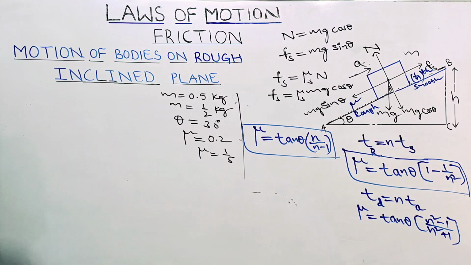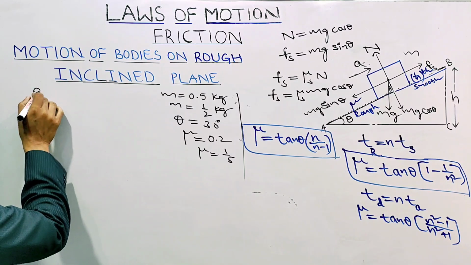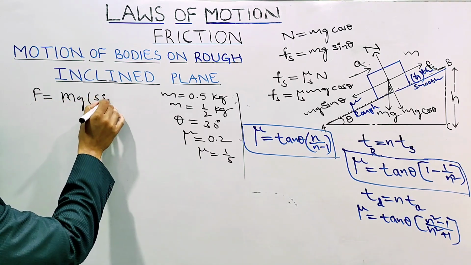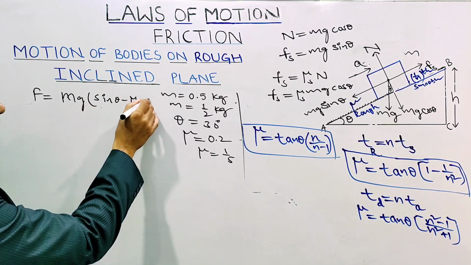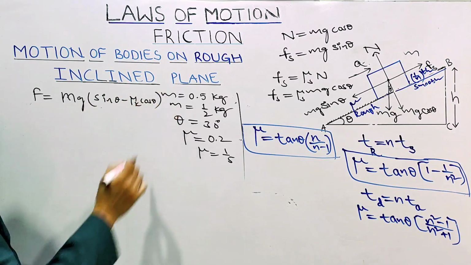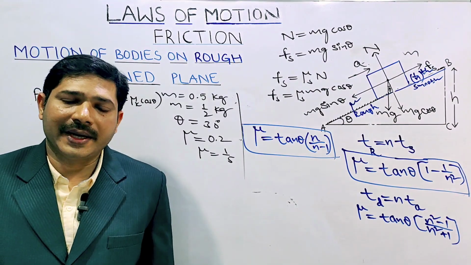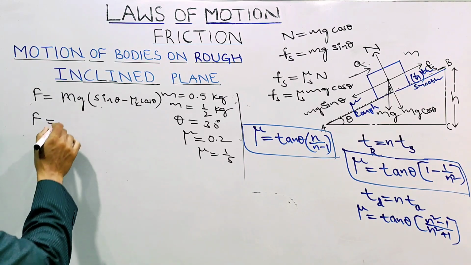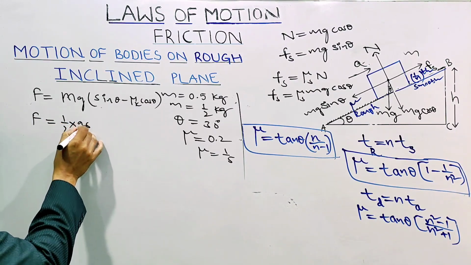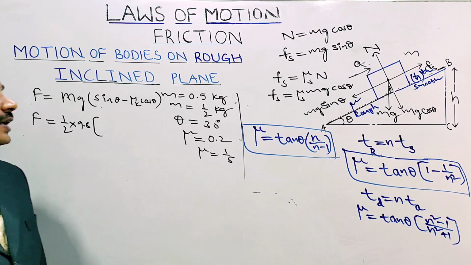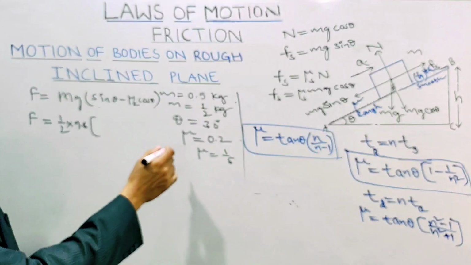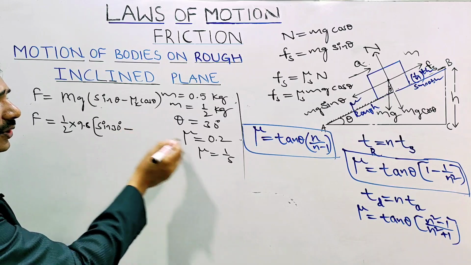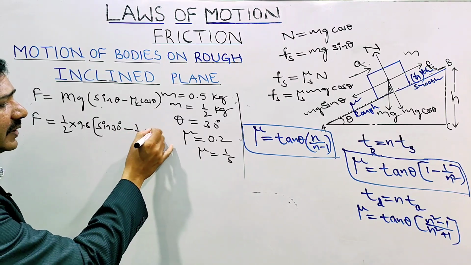Okay, the resultant force formula is what? F equal to mg into sin theta minus mu k cos theta. So resultant force F equal to m. So m is how much? 1 by 2. G value is how much? Not given, 9.8. Okay, sin theta minus mu k cos theta. Sin theta, okay, sin 30 degrees minus mu k. Mu k is how much? 1 by 5. Cos 30 degrees.